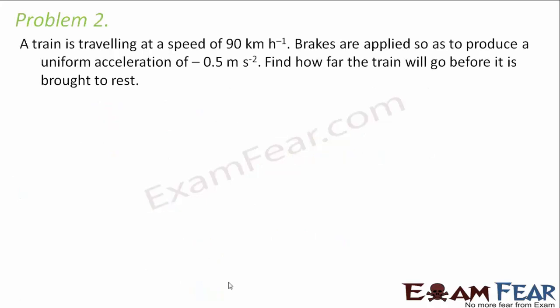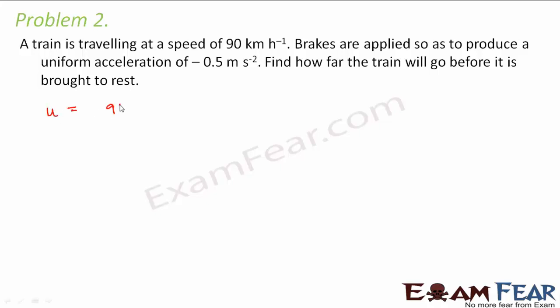It says a train is traveling at a speed of 90 kilometers per hour. Brakes are applied so as to produce a uniform acceleration of minus 0.5 meter per second square. So we are applying brakes to decrease the speed. Find how far the train will go before it is brought to rest.